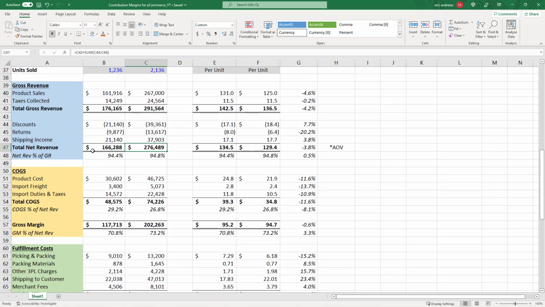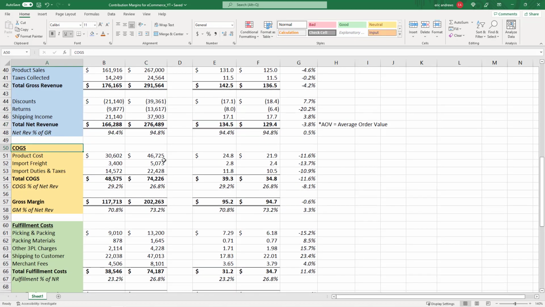So this is what we call your AOV, which is your average order value generally. So this is your net revenue. So now we basically see that we have $134, and we're trying to see, can we sell a product for $134, make the product, deliver it to the customer, do all the marketing, and have any profit left over? And that's the real core idea that we're trying to understand when we think about contribution margins.